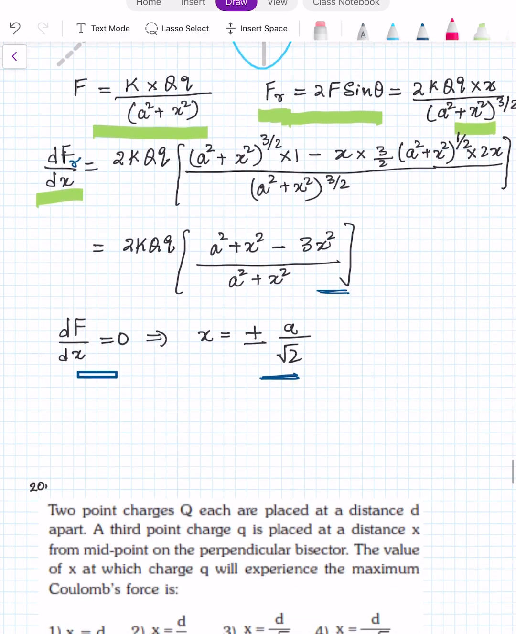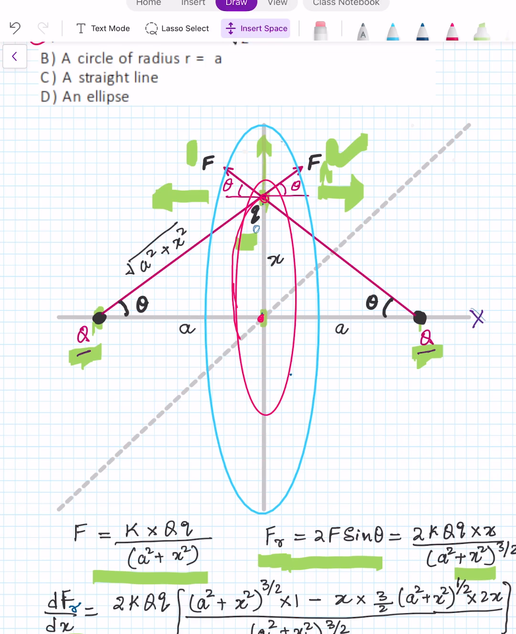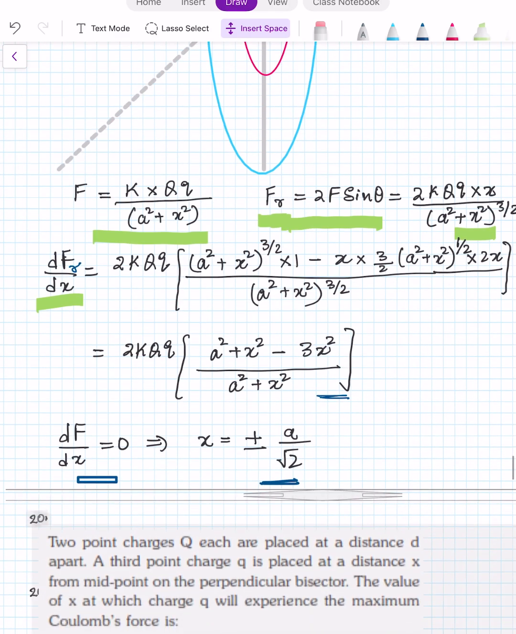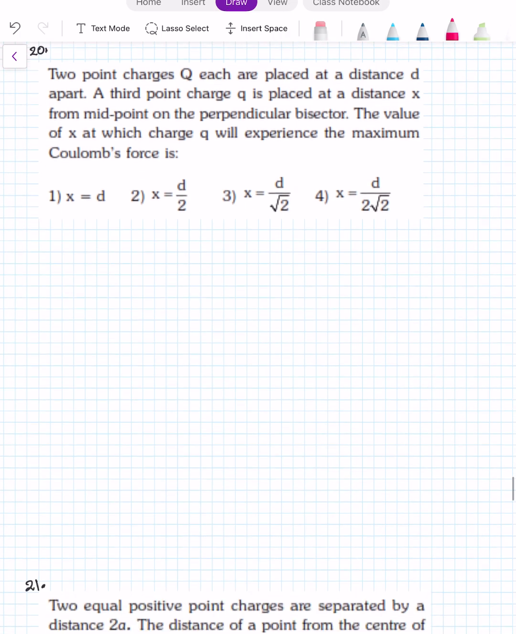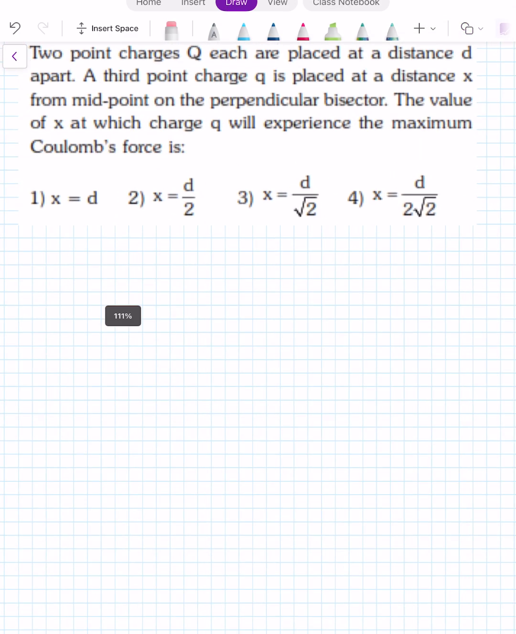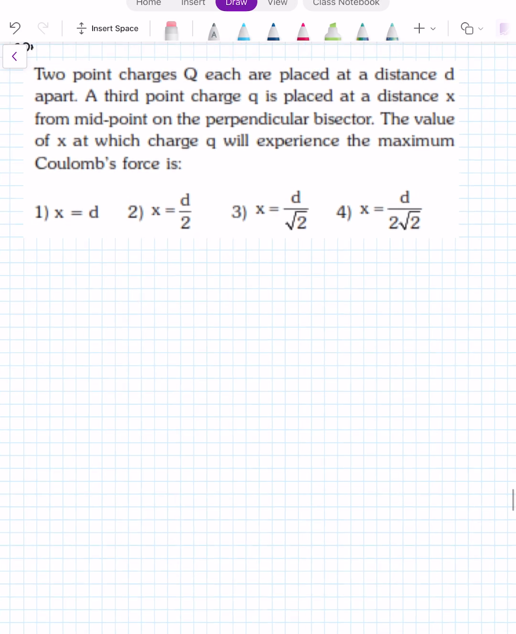Let's take another question. Now this question is a previous year JEE Main question, and it is very similar to the last question. In this question it is given 2 point charges, capital Q each, are placed at a distance d apart. Like in the previous question it was given at a distance of 2a, now in this question it is given d apart.